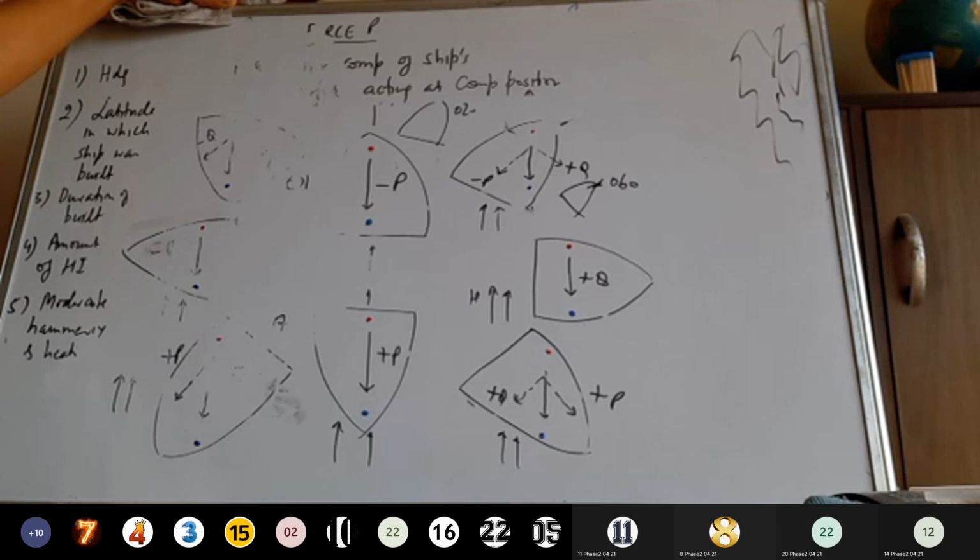No. What is red? Red is north. Okay, and blue is what? South. The magnetic lines of force are always from red to blue. They are always from north to south. Okay, but that is outside the magnets, right, sir? This is outside the magnet.